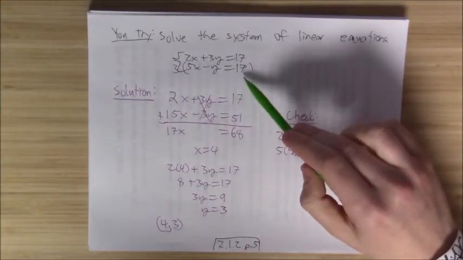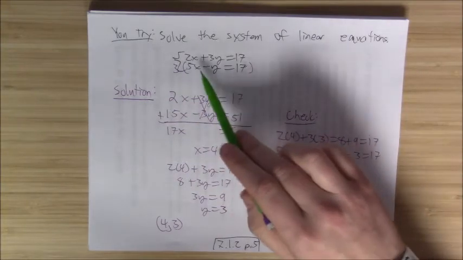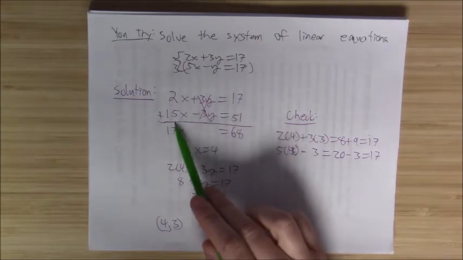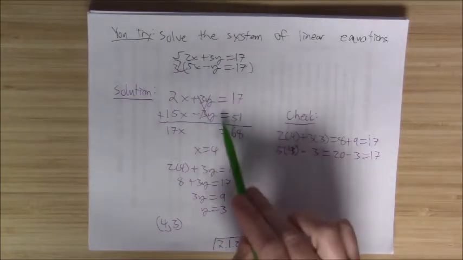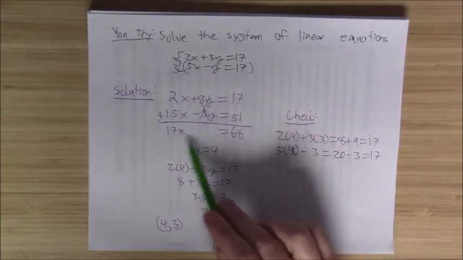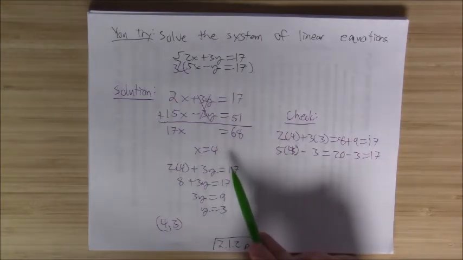I multiply the second equation by 3, as you can see there written. Doing so, I end up with 15x minus 3y equals 51. Adding up, I get 17x equals 68 and eliminate the y variable, so I end up with x equals 4.